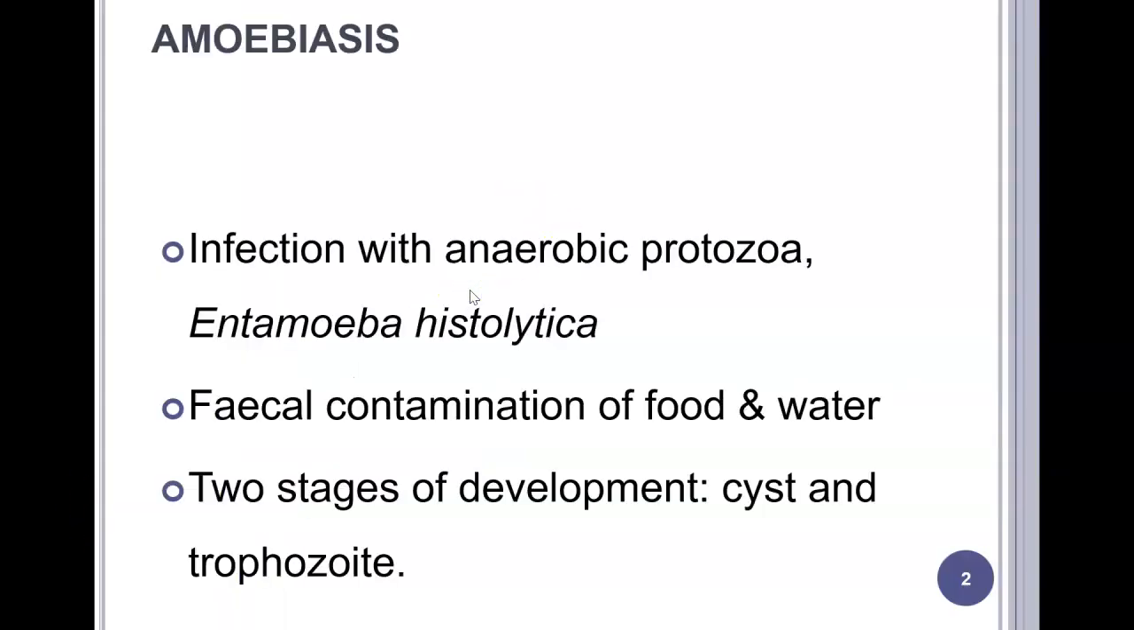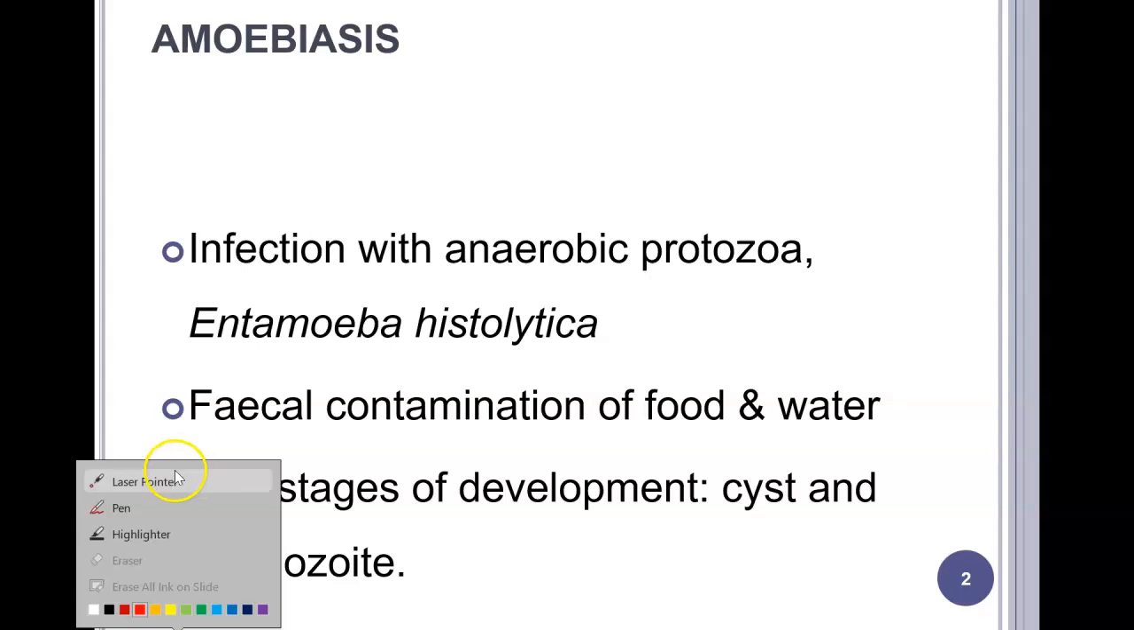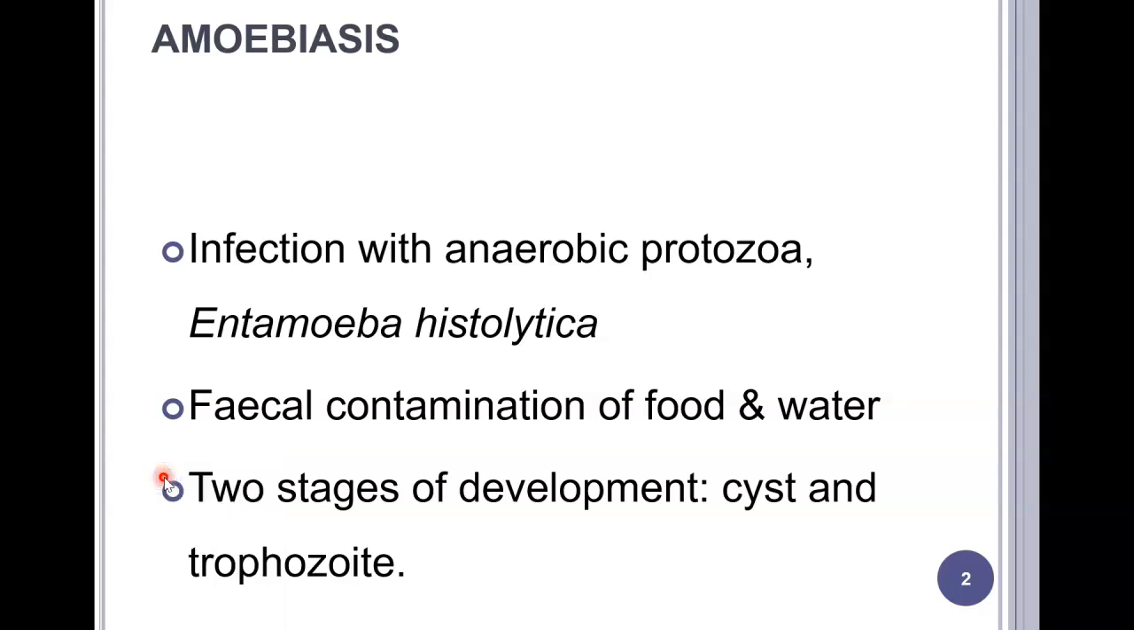This class is on anti-amoebic drugs. Amoebiasis is caused by Entamoeba histolytica. It occurs due to the fecal contamination of food and water. There are two stages in the development of the parasite. This is the trophozoite.